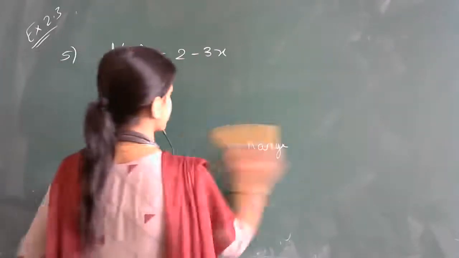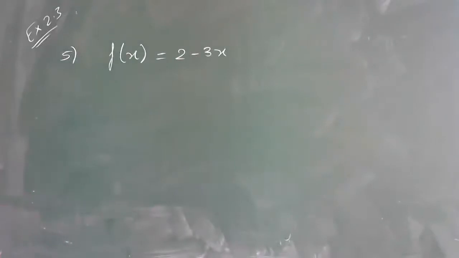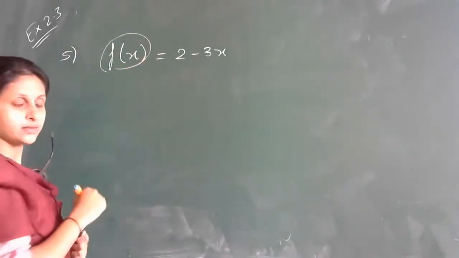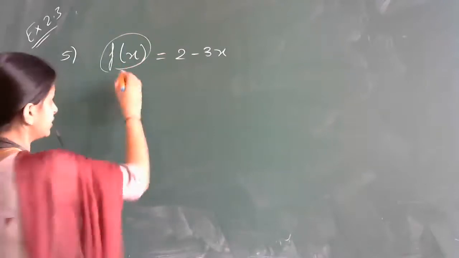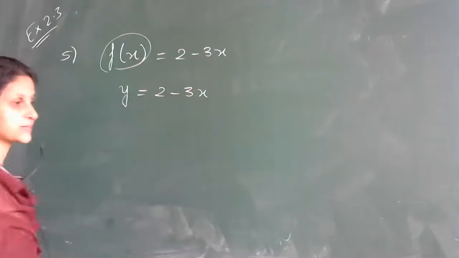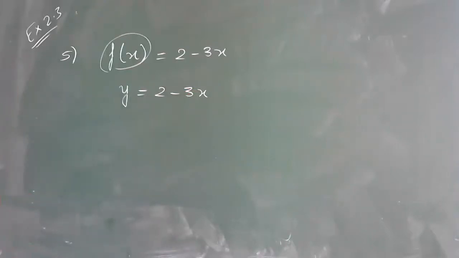Students, we have steps to find the range. We know that f of x is y, the set of all values of y. So we will give it a name: y equals 2 minus 3x. Now we want the values of f of x.